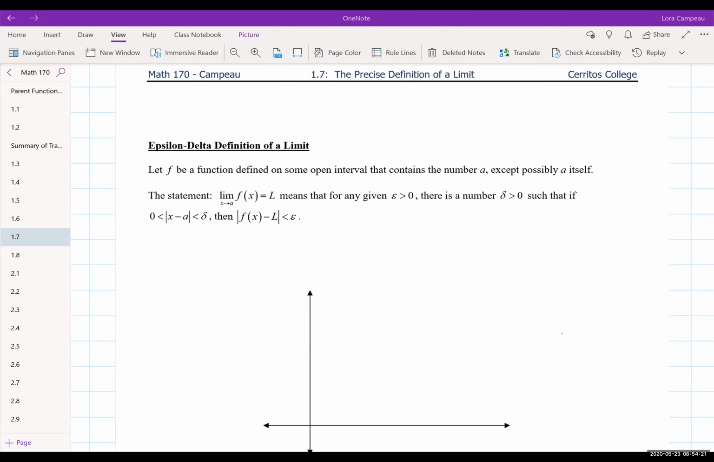Okay, Math 170. For section 1.7, I've been very excited to share with you. Finally, we get to talk about the precise definition of a limit. I hope you are excited too, as I am.